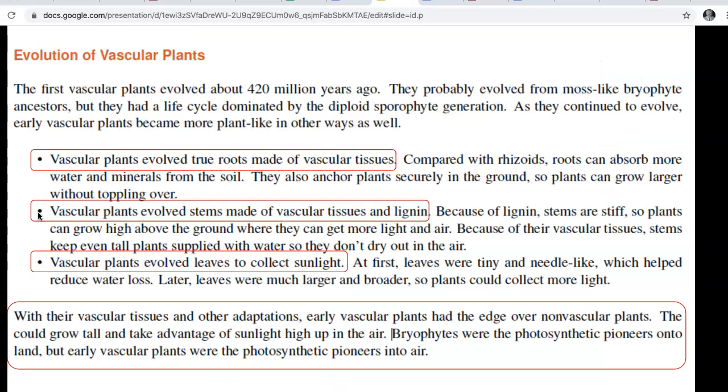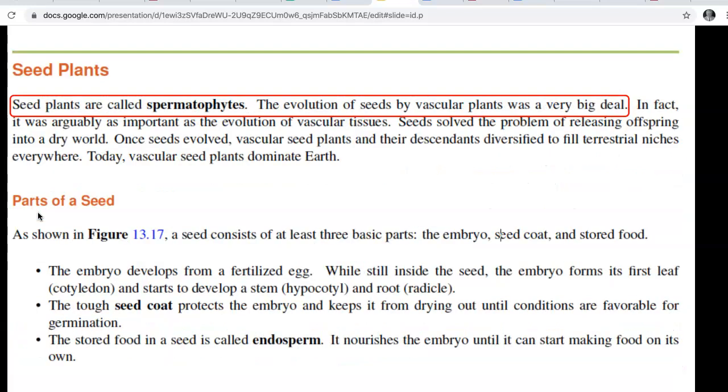The evolution of vascular plants, they created true roots. That's the first one that's circled in red there. And they also evolved stems made of tissue and lignin. And vascular plants evolved leaves to collect light. So vascular plants, much newer geologically than non-vascular plants. So make sure you read this page.